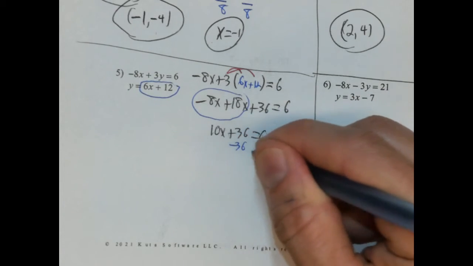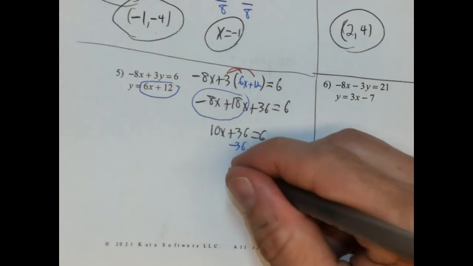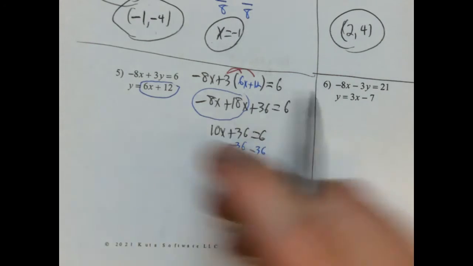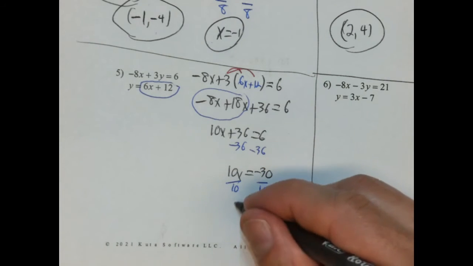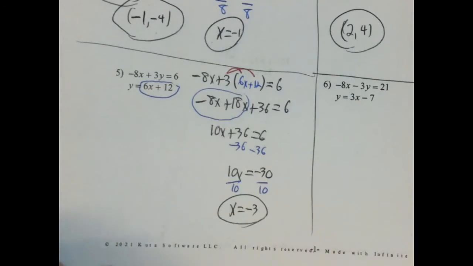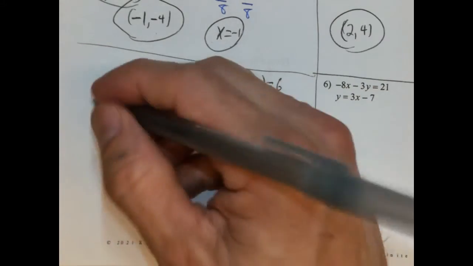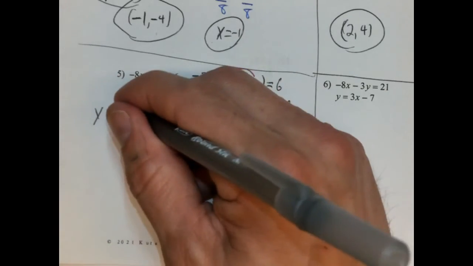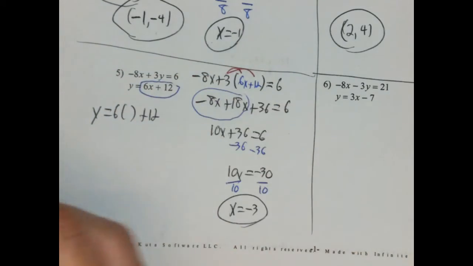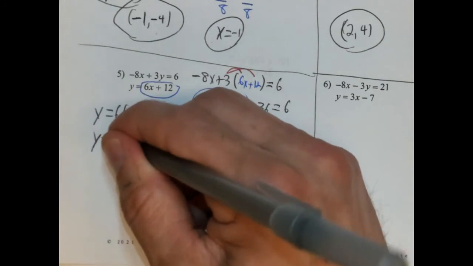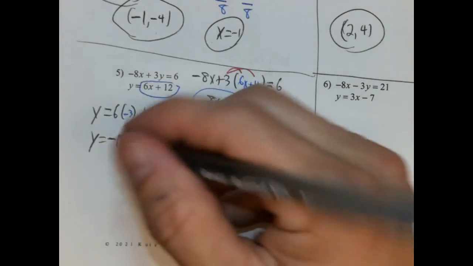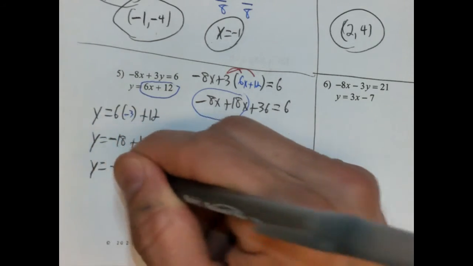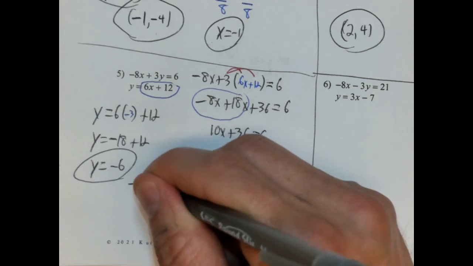We're going to subtract 36 from both sides. That's going to give us 10x is equal to -30. Divide both sides by our coefficient. So x will be equal to -3. We're going to plug it back in up here. So y equals 6 parentheses. What's going in that parentheses? The -3 is. So y is equal to -18 plus 12. And -18 plus 12 is going to be -6. So y is equal to -6. So -3 comma -6.